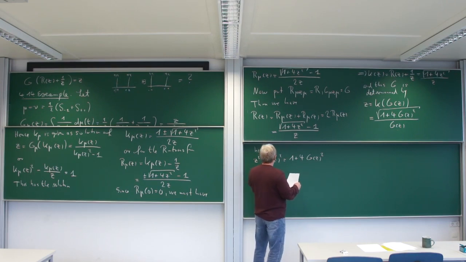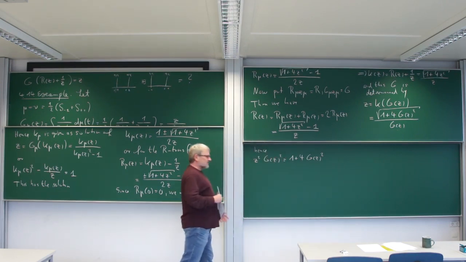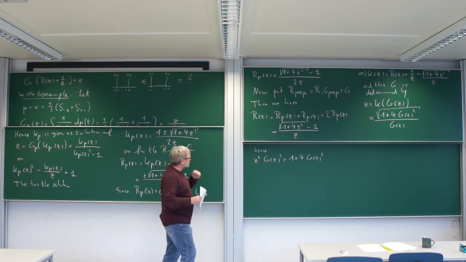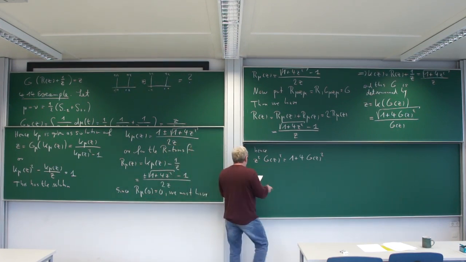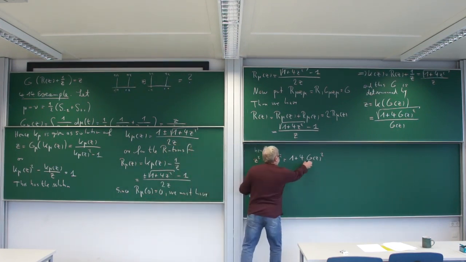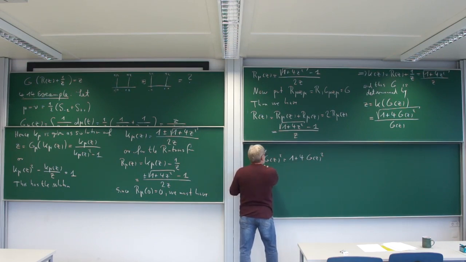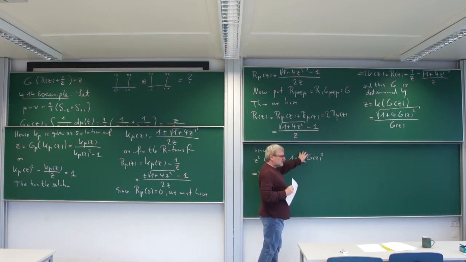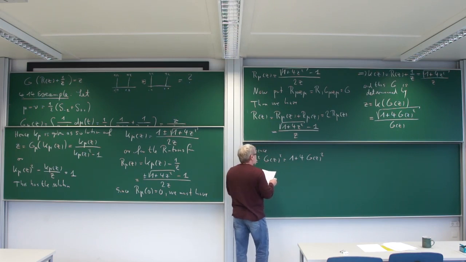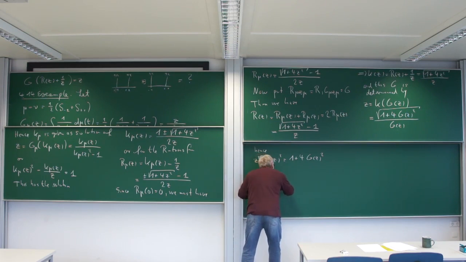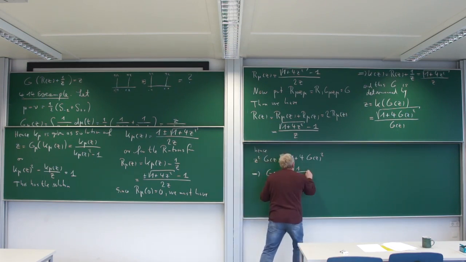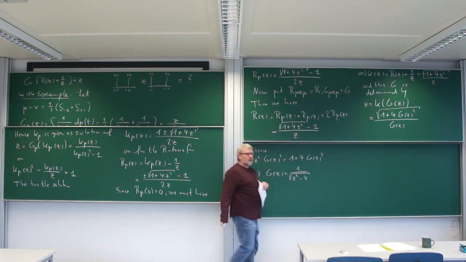Good. Okay, and now you see that actually this is a quadratic equation which is very easy to solve because there's no linear term in g. So actually, I bring this to the other side, and then I have g of z squared times z squared minus 4 is equal to 1. And then I'm just dividing by z squared minus 4 and taking the square root. So what I get is g of z is equal to 1 over the square root of z squared minus 4.